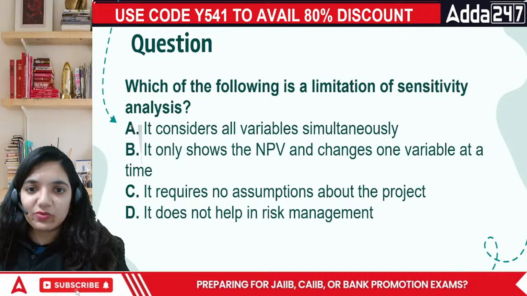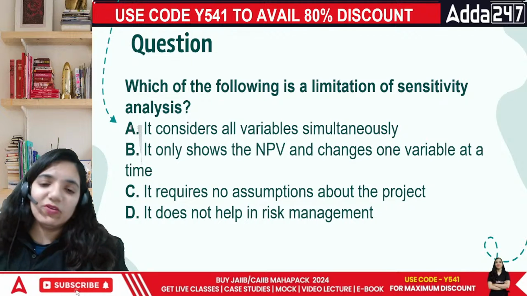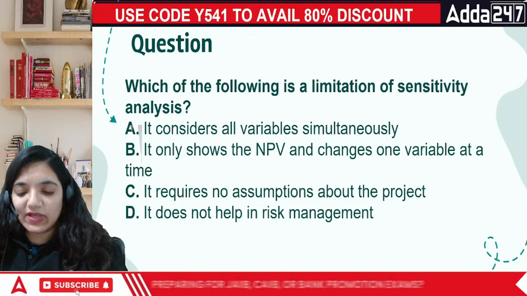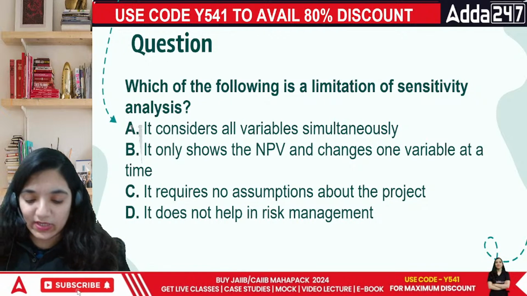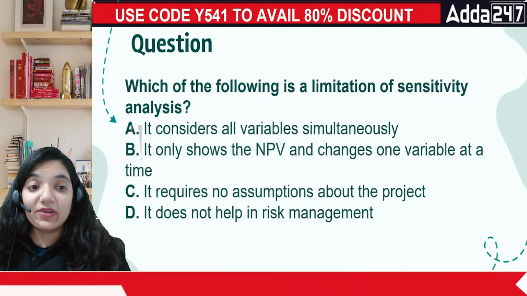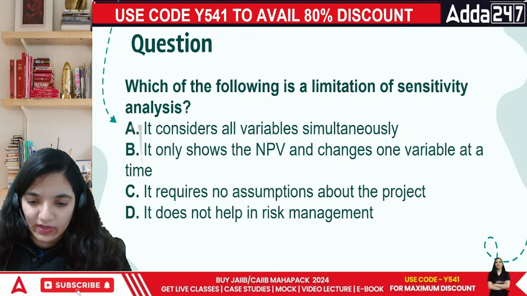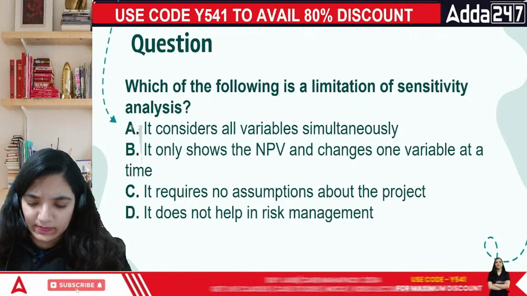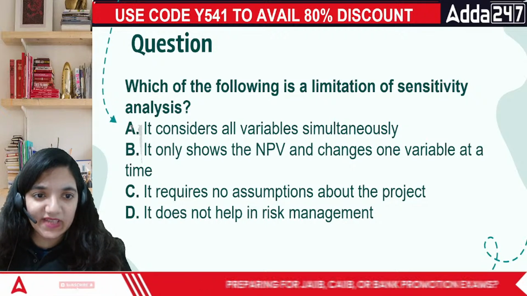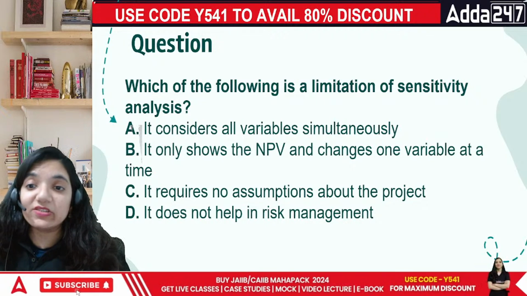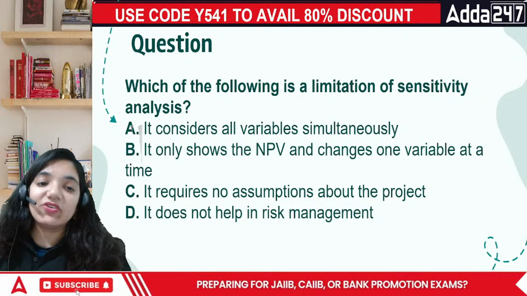Okay, here comes the first question related to the module. I started with module B first and then I'll start with module C. I've given it separately so that you can have that particular clarity regarding what kind of questions are asked and from which module. Okay, everyone, which of the following is a limitation of sensitivity analysis? According to you, it considers all variables simultaneously. It only shows the NPV and changes one variable at a time. Or it requires no assumption about the project, or it does not help in risk management.